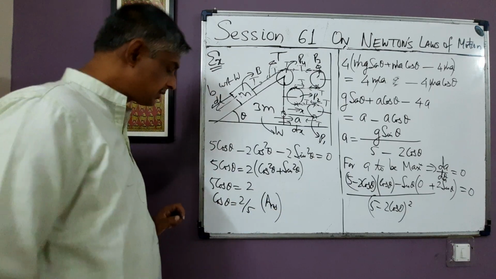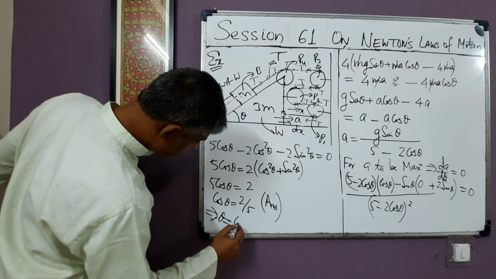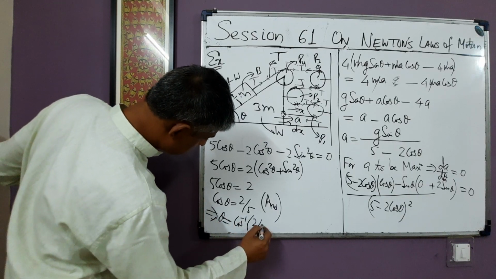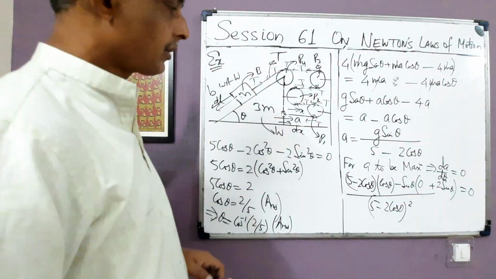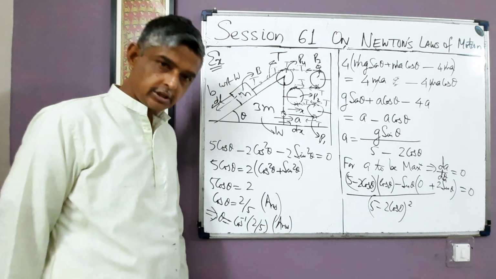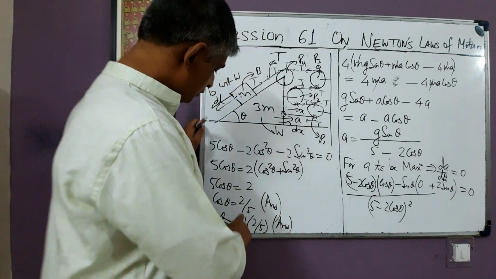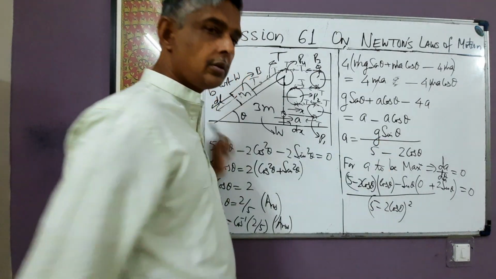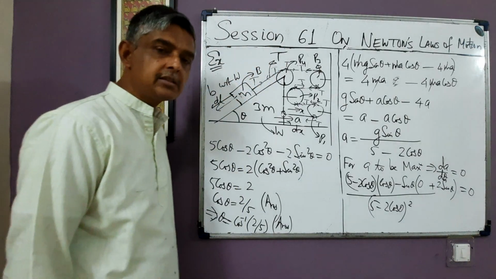So this is the required answer. So angle theta must be cos inverse 2 by 5. It is therefore the required answer. I suppose it is perfectly clear. Okay. And suppose we also find the value of a max. I substitute this value of cos theta in this equation, then we get the corresponding value of a max. Value of a max is then easily obtained.